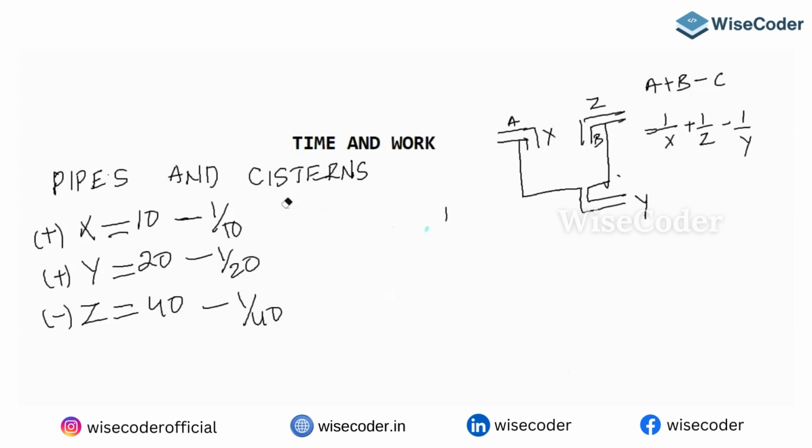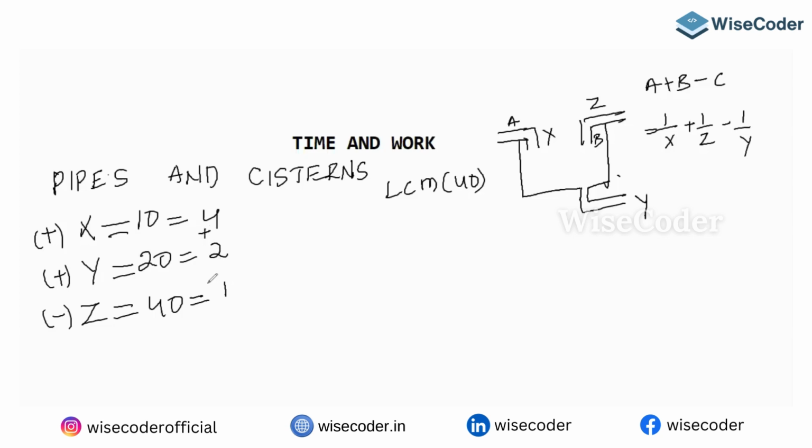Now look here, guys. Let me erase this as well. First you need to figure out the LCM. Just now we got 40. So this fellow eats 4 chocolates, this fellow eats 2 chocolates, and this fellow eats 1 chocolate, but these are positive and this one is negative.